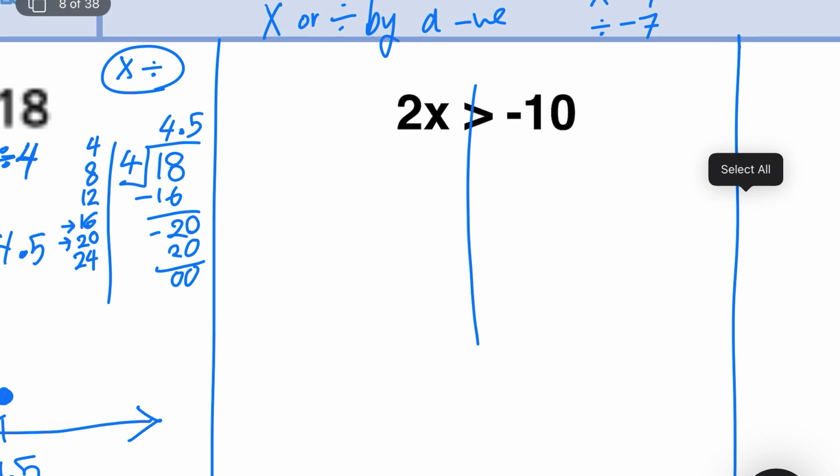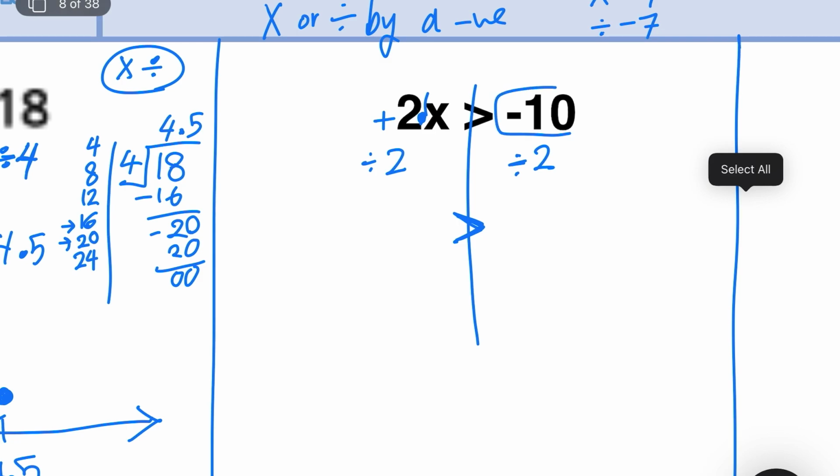So again, the 2 is stuck to the x and I want to isolate the x. Stuck to it means there's a multiplication between them. To cancel multiplication, we use division. So I have to divide by 2 only. And the 2 is a positive number. There is no sign, so it's a positive number. Then, since I'm dividing by a positive 2, not a negative number, it's okay. The inequality sign will stay the same.